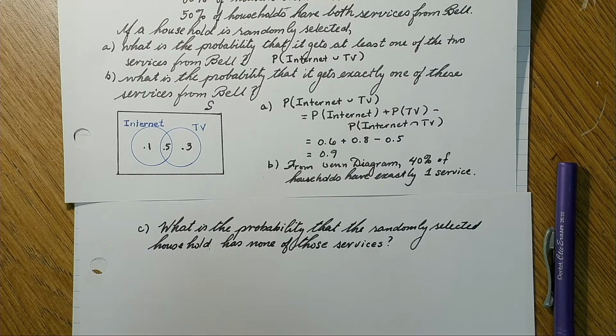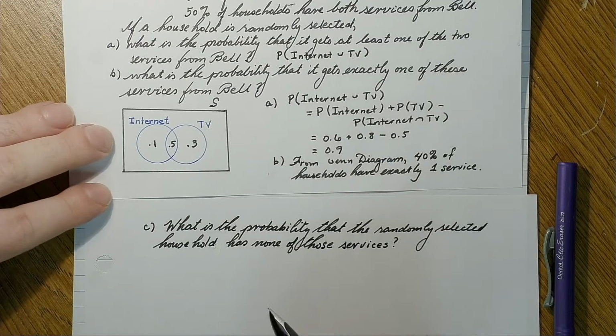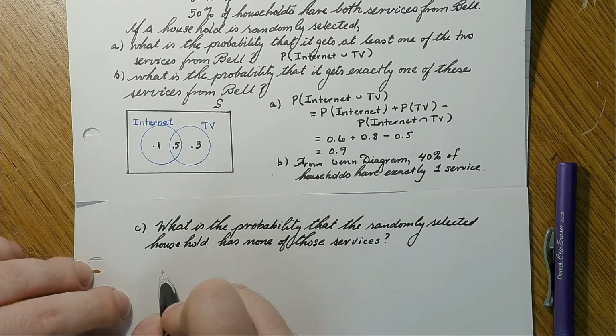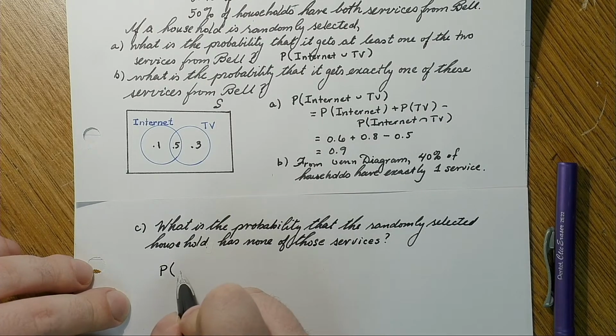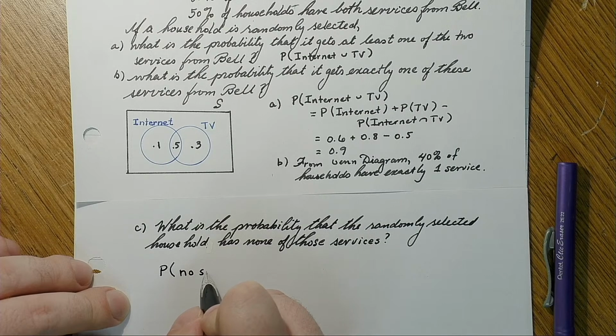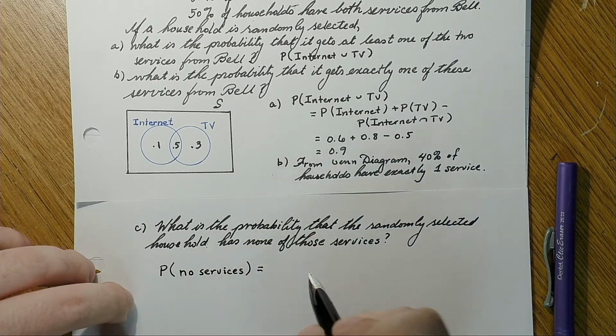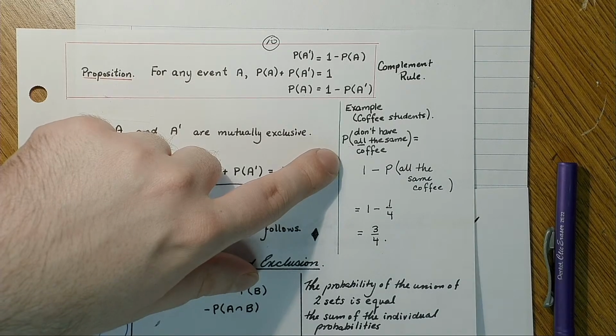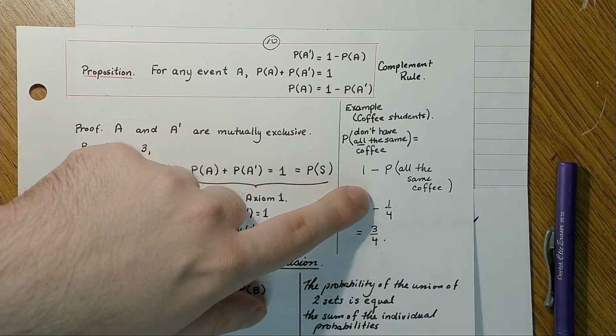10%. Yep. And the way that we would do that is we would say probability of no services is equal to, and so what we're going to use is the complement rule. So again, very similar to what we did here. We just take 1 minus the complement.